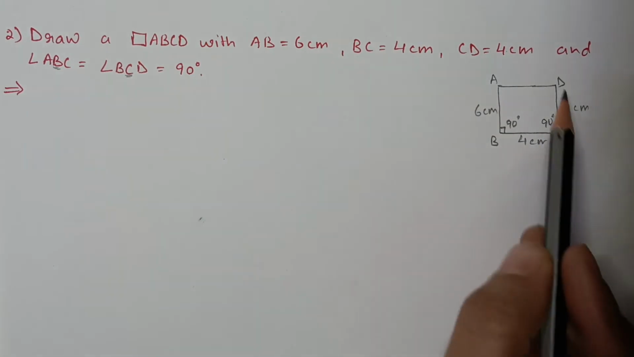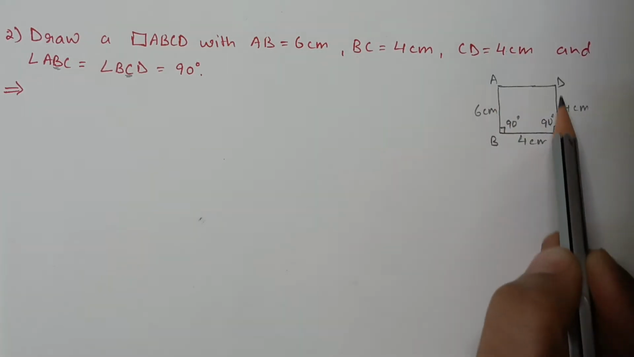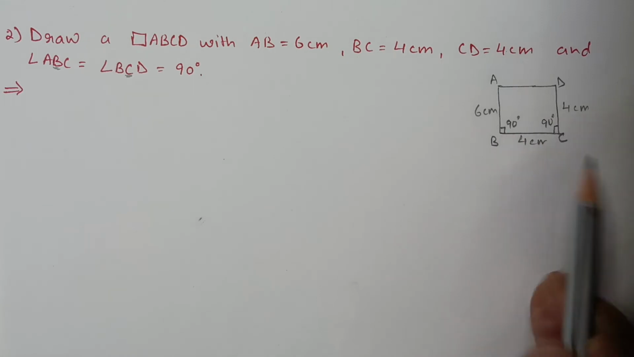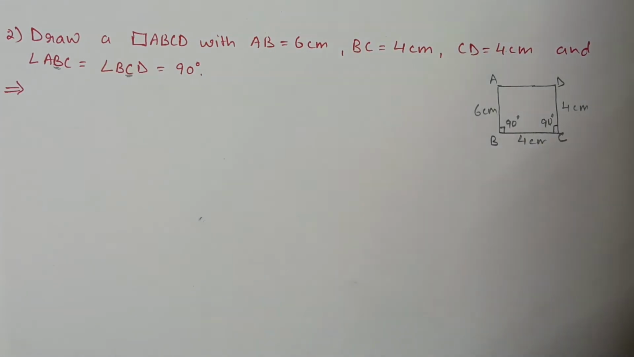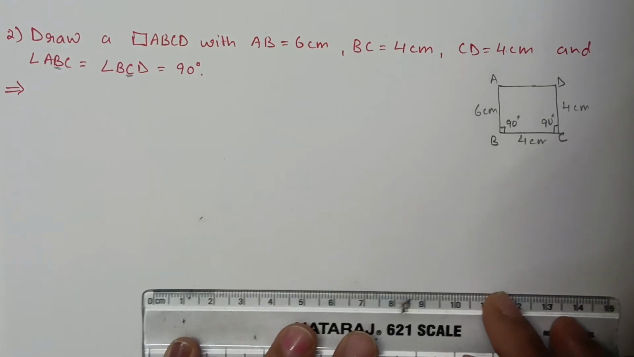So ABCD is a quadrilateral. AB 6 cm, BC 4 cm, CD 4 cm. These two angles are 90 degree. Now we will start construction. First of all we have to draw the baseline BC, 4 cm.